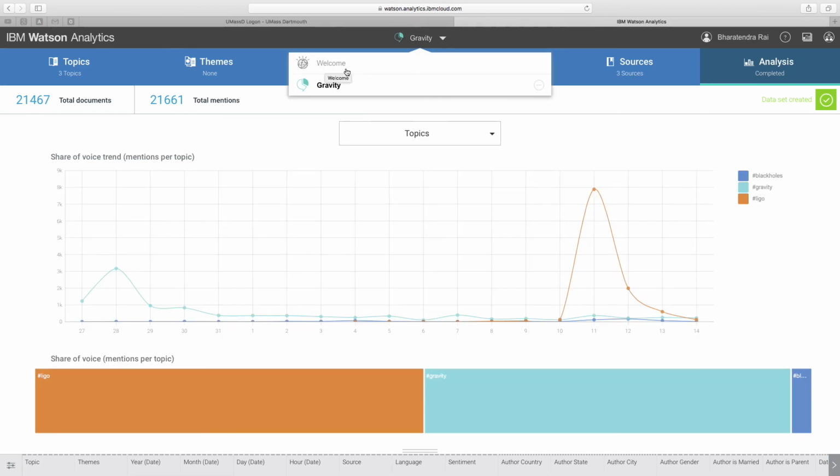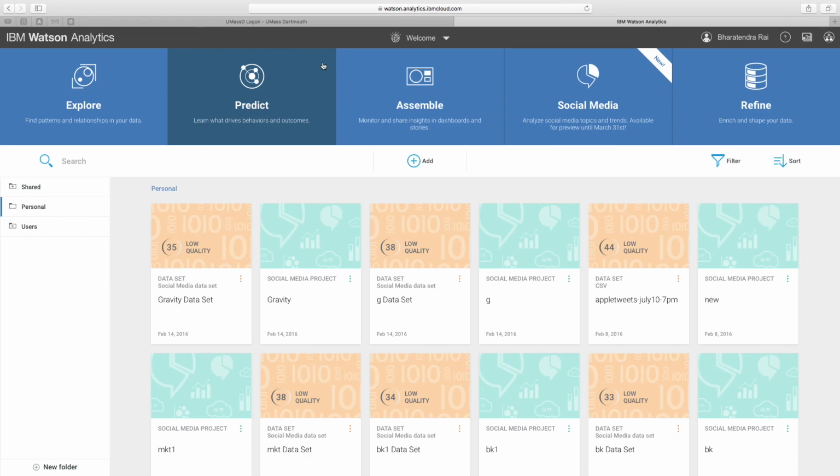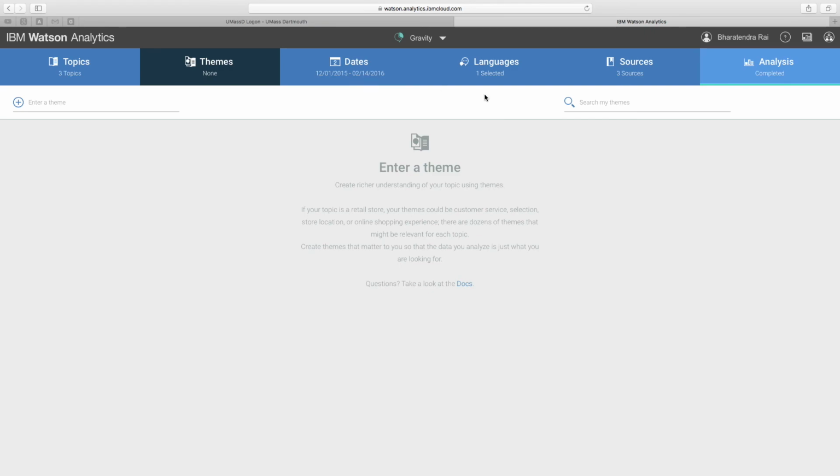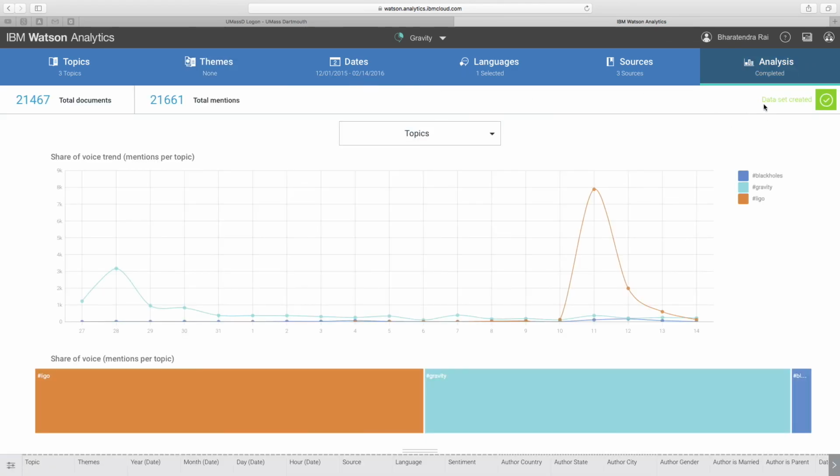Once you're done, you can go back to the welcome screen. That takes you to the home page where this social media project is saved with the name Gravity that we had provided, and also the data that we pulled is saved here, so we can always revisit and, if needed, make any changes in the topics or themes or dates, and then again create this dataset.